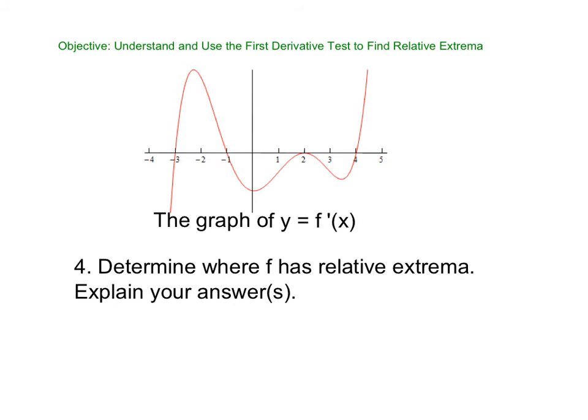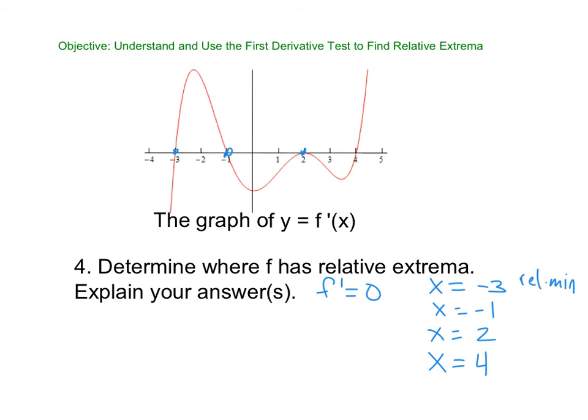All right, so this is a graph of f prime. Determine where f has a relative extrema. Explain your answers. So remember, critical numbers, f prime equals 0 at what points? X equals negative 3, negative 1, 2, and 4. So now what's happening? Negative 3, remember this is the graph of the derivative. What's happening? Is that a max, a min, or neither? This is a min. It's a relative min.